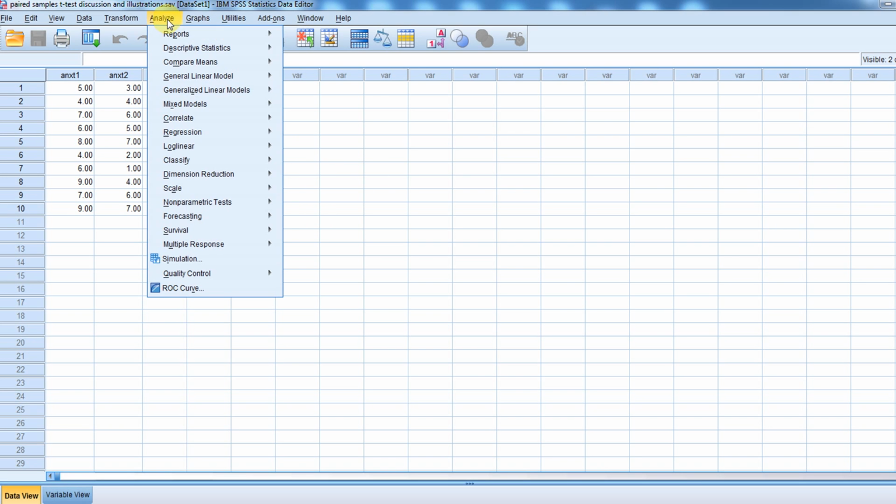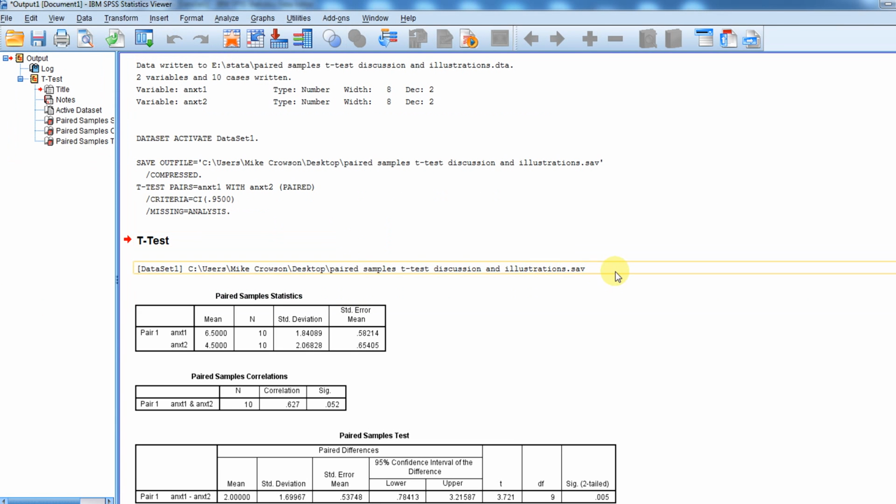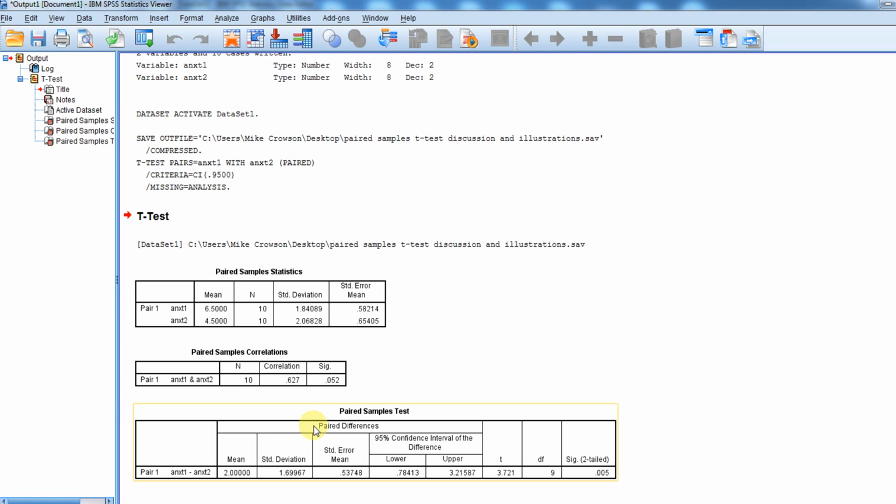When we ran the paired samples test, we just went to paired samples t-test, moved these variables over into the paired variables box, and clicked OK, and we ended up with our results. One of the things I wanted to mention in this video that I did not mention in the previous video concerns effect size and the magnitude of the difference in means.